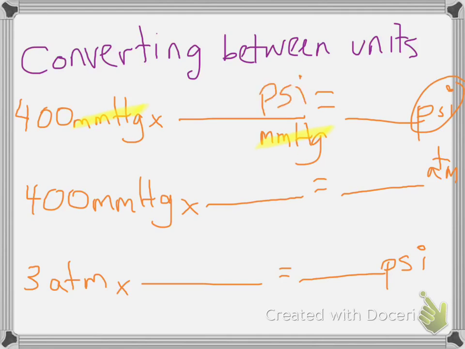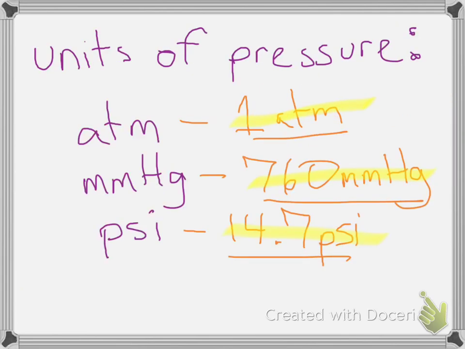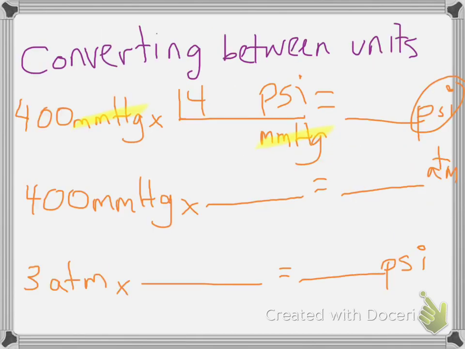Now we need a conversion statement. So we need an equivalent statement. How many PSI are in how many millimeters of mercury? So we look back here and we see, 760 millimeters of mercury is equal to 14.7 PSI. So 14.7 PSI is equal to 760 millimeters of mercury. And now we multiply our numerator, so we say 400 times 14.7, and then we divide by the denominator, so we divide that by 760. When I plug this in my calculator, I got 7.74.